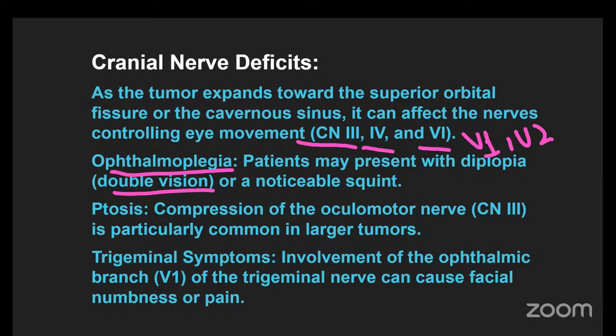And then we will have to localize where the involvement is. Then the patient can also present with ptosis, compression of the oculomotor nerve, and trigeminal symptoms as well. If there is ophthalmic involvement, then the patient can have facial numbness and pain. Referred pain can also be a symptom. But usually, the more common presentation is decreased visual acuity, field defects, ophthalmoplegia, and ptosis can be there as well.